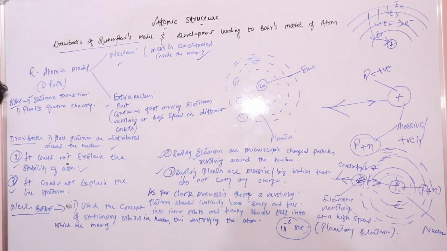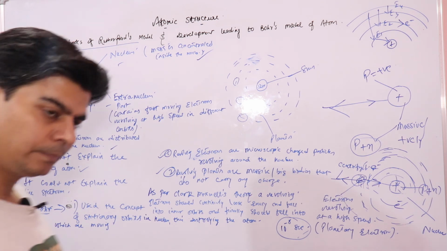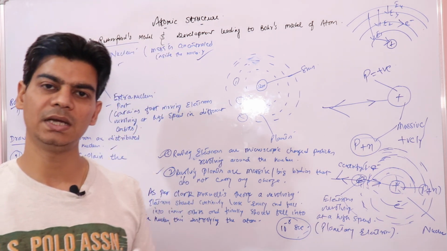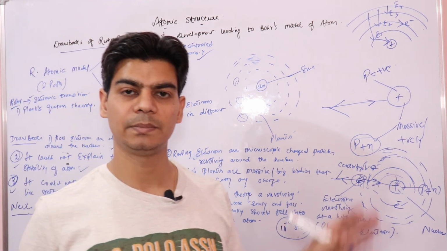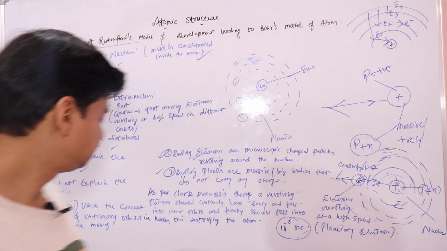The third was, it could not explain the line spectrum, right? The line spectrum of elements like sodium and hydrogen could not be explained by the Rutherford model.